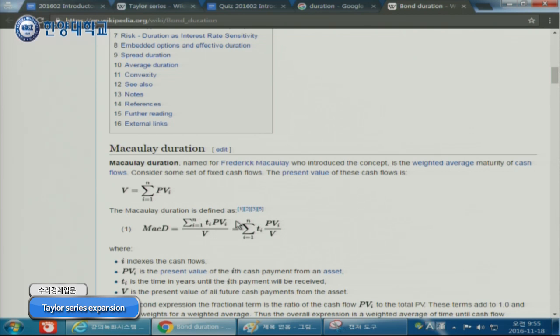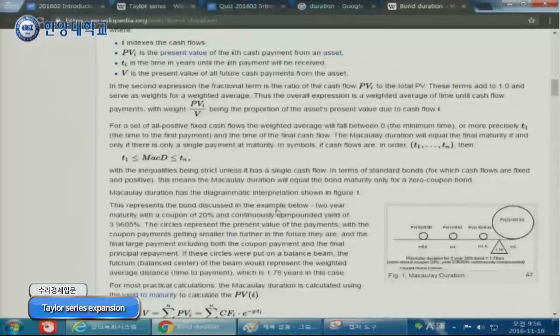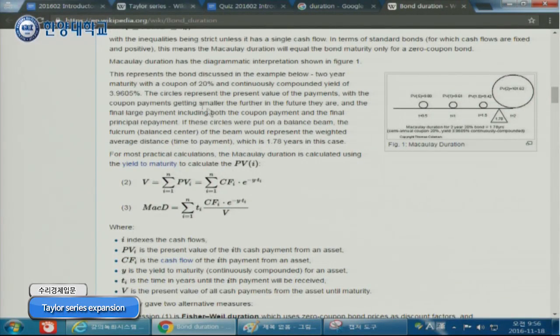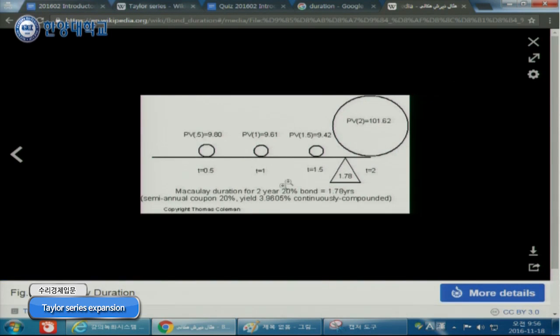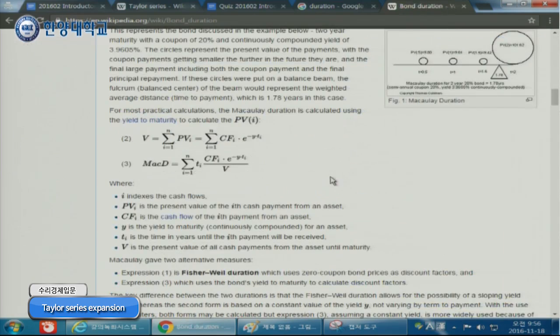So anyway, PV is a discounted cash flow, right? So this one is Macaulay duration, the weighted cash flow. The Macaulay duration for this 2-year bond is a weighted average, so it is 1.78, because it is the cash flow weighted average of these cash flows, 0.51, 1.52. So for this one, Macaulay duration is 1.78, right?